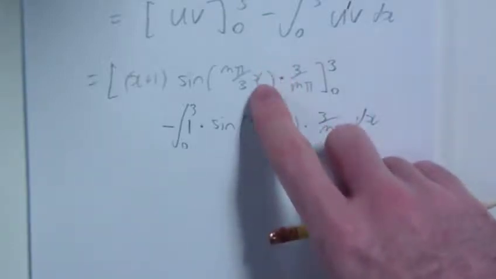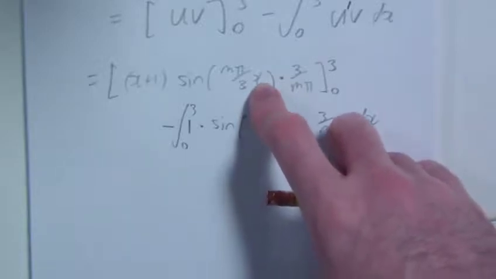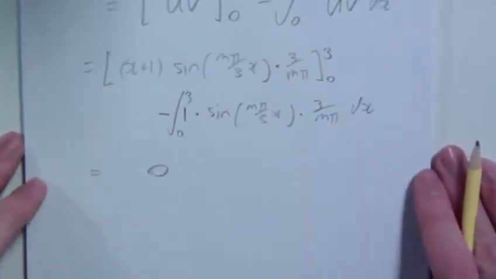Okay, now let's have a look at this. When x is 0, sine is 0, and when x is 3, sine of an integer multiple of pi is 0, and so again we get a 0 for that bit because of the way that sine behaves for integer multiples of pi.